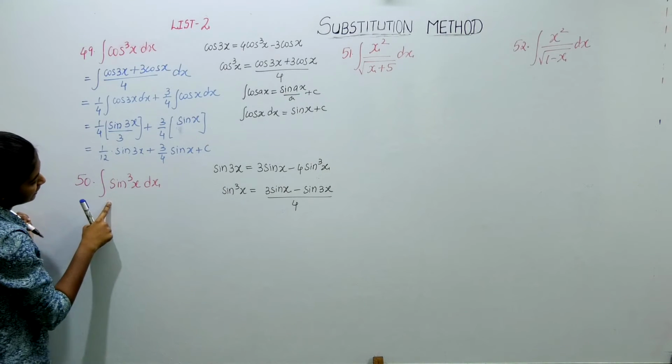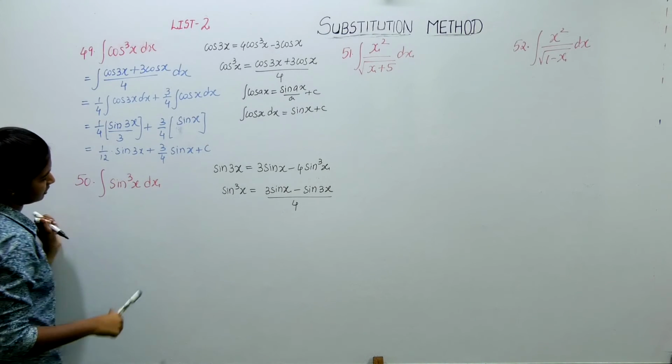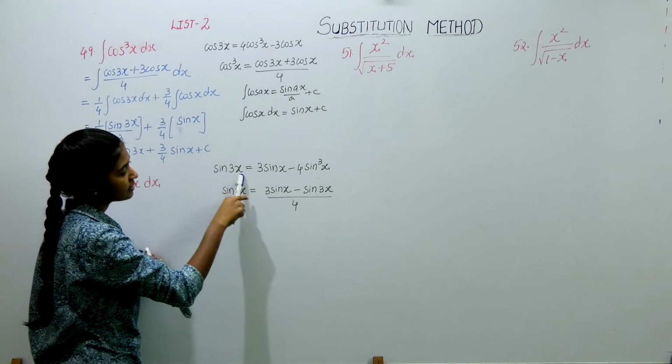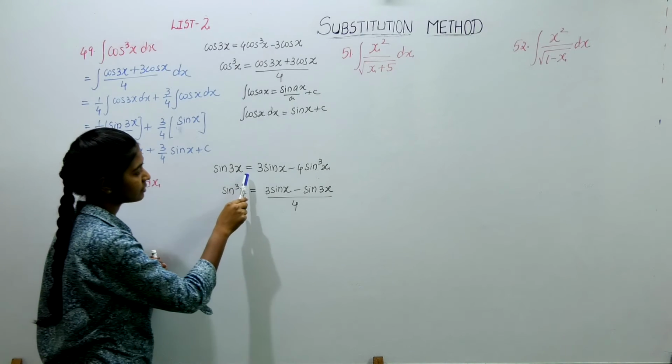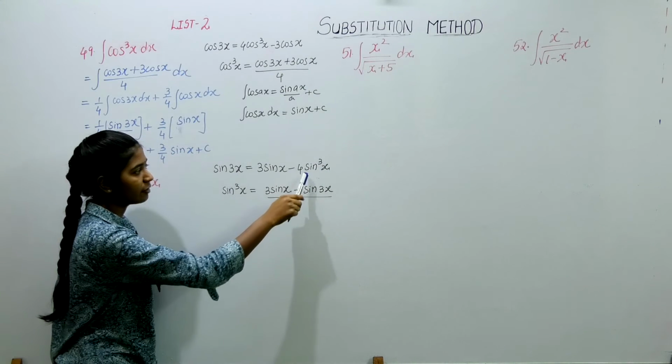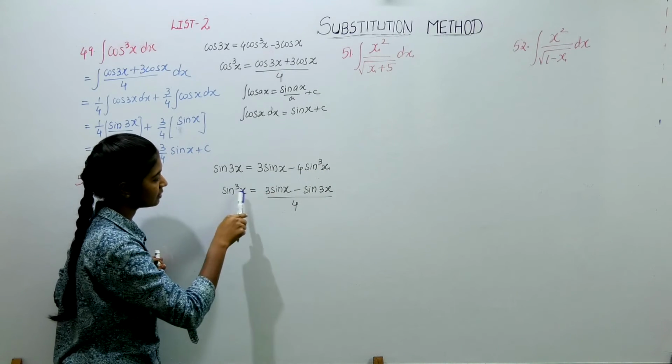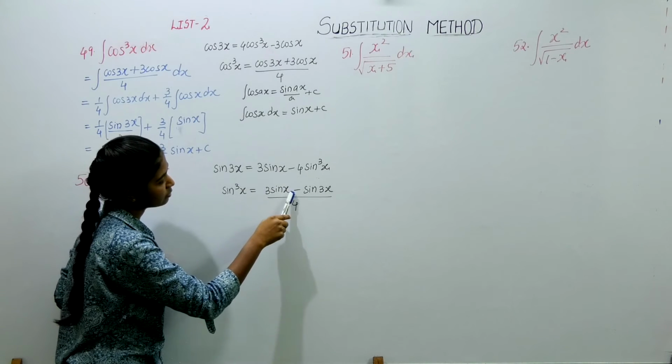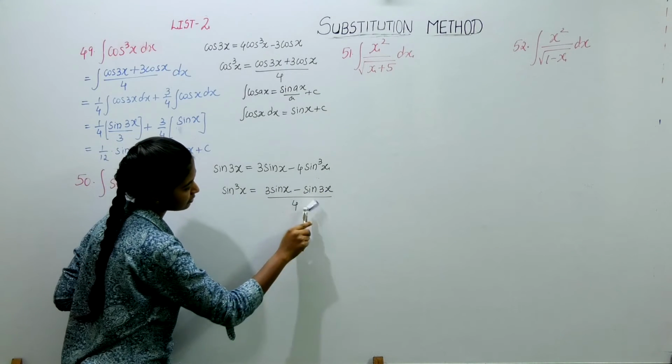Next, 50. Integral sin cube x dx. In trigonometry we have the sin 3x value. Sin 3x is equal to 3 sin x minus 4 sin cube x. From here, sin cube x is equal to (3 sin x minus sin 3x) by 4.